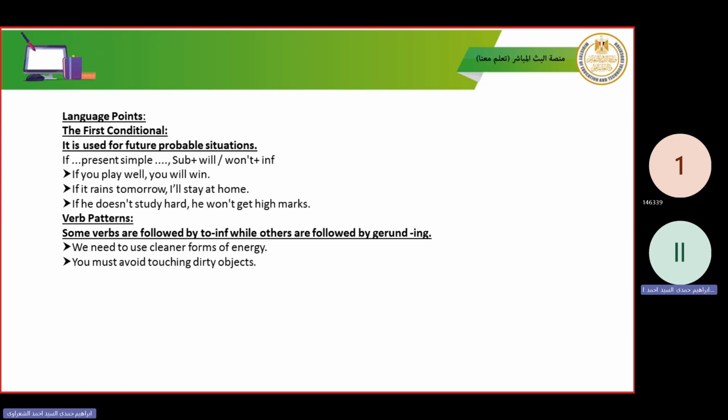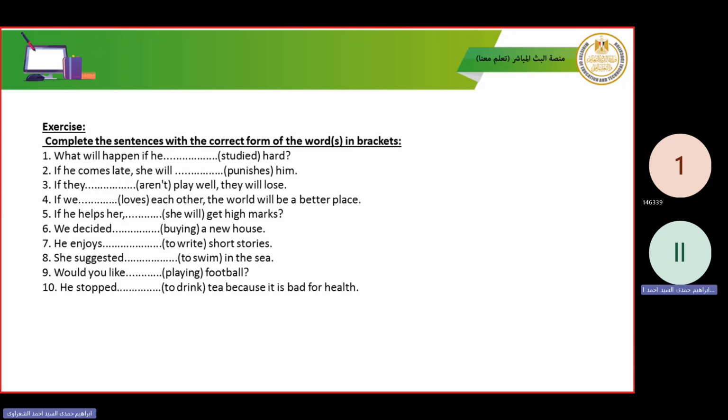Okay, now let's move on to the exercise on this part. Try to think of the answers before I show you the answers. Complete the sentences with the correct form of the words in brackets. Number one, what will happen if he doesn't study hard? We should correct the form of the verb. Remember we just said that if is followed by, yes, present simple. Right, you are right.